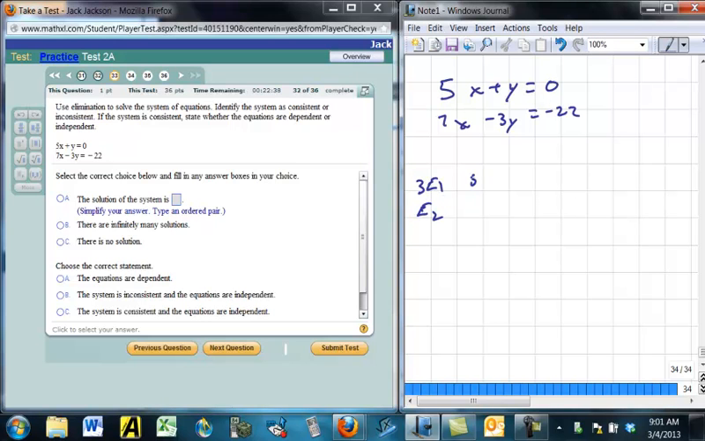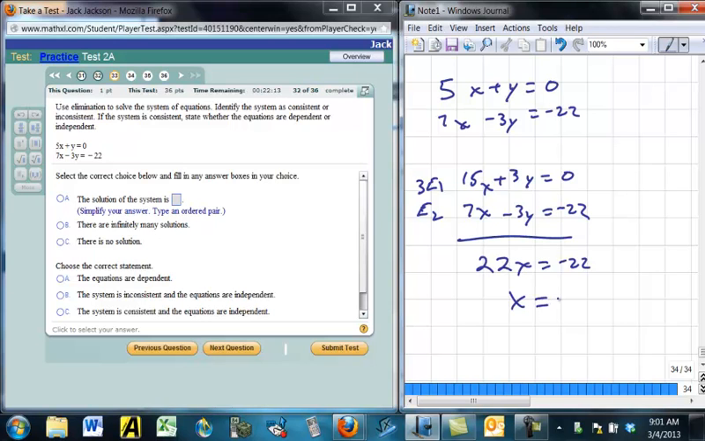So this is going to multiply by 3: 15x plus 3y equals 0. Leave the second one alone: 7x minus 3y equals negative 22. When I do this and add them together, the y's cancel out. The right side is negative 22. On the left side, the y's cancel, and the x's give 22x. So I divide by 22 to get x is negative 1.